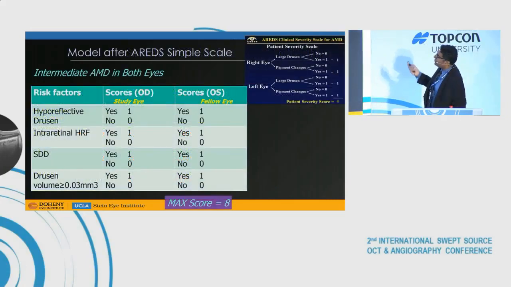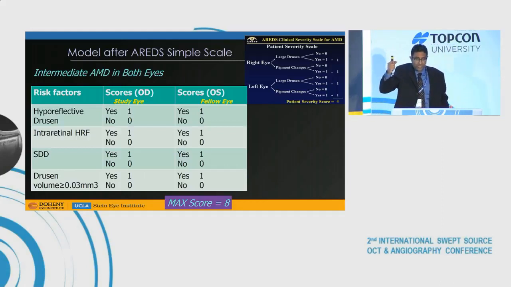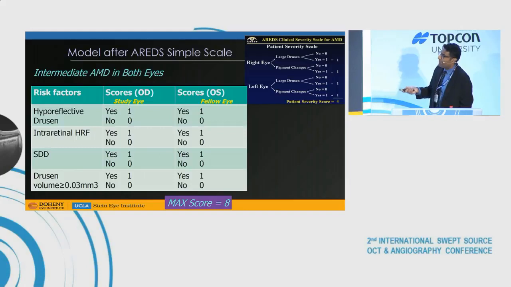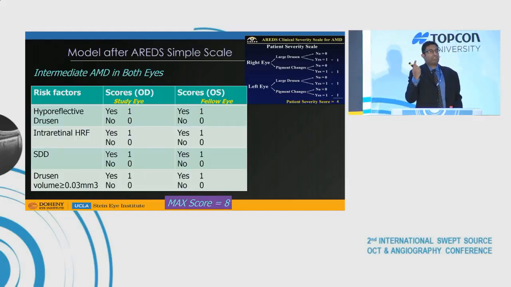So we drew inspiration from the AREDS study, where they said, well, if we just look for large drusen and pigment changes and give a point to each, that could be used to help us stage AMD or risk assess our patients. So we said, well, we've got more than that in terms of 4 different OCT risk factors, but why not do the same thing? Give a point to each eye if you had one of those features.